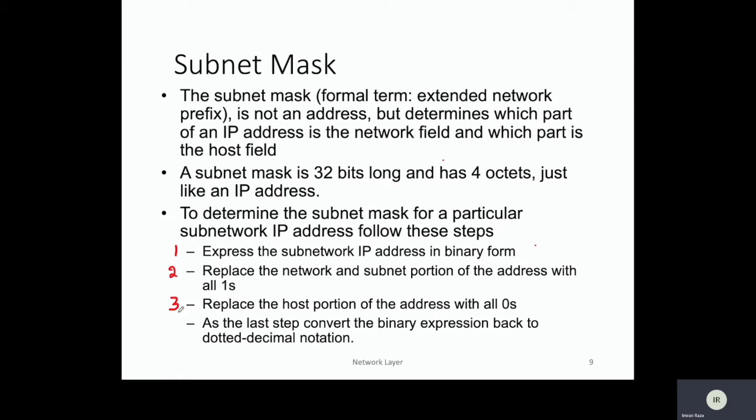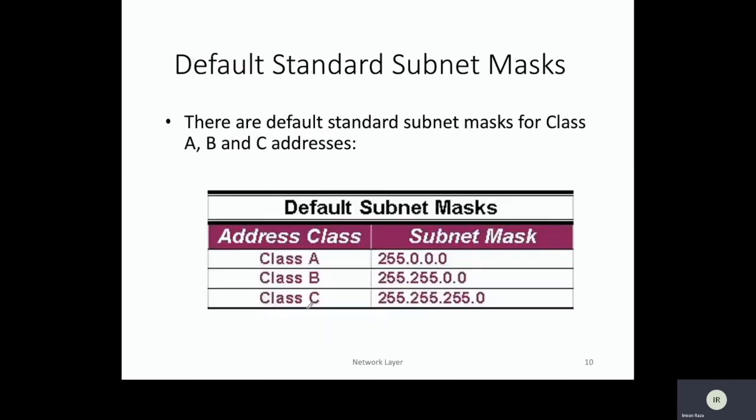So we represent the IP address in binary form, we replace the network portion bits with all 1s, and we replace the host portion with all 0s, and then we convert it back to dotted decimal notation. This will be the subnet mask. We can also have some default subnet masks, just to understand it. What do you think the default subnet mask of class A will be? What are the steps that we just discussed?